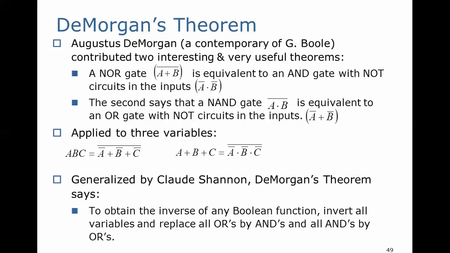So generalized by Claude Shannon, DeMorgan's theorem says to obtain the inverse of any Boolean function, and this is quite extensive in its claim, to obtain the inverse of any Boolean function, invert all the variables and replace all ORs by ANDs and all ANDs by ORs.